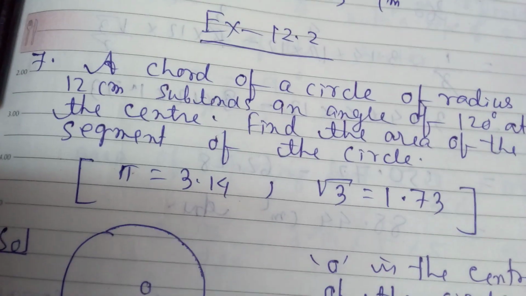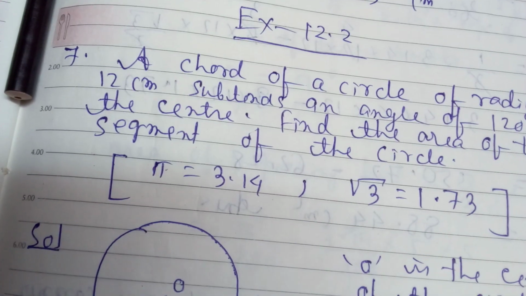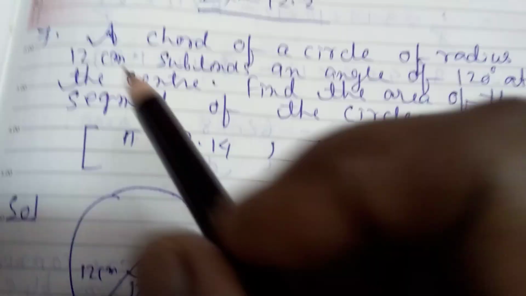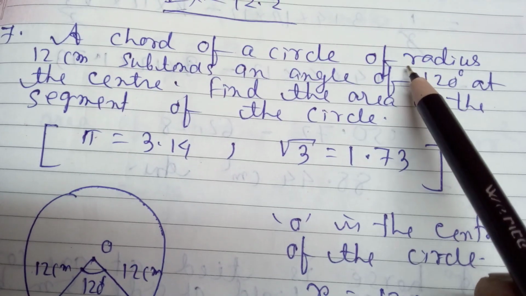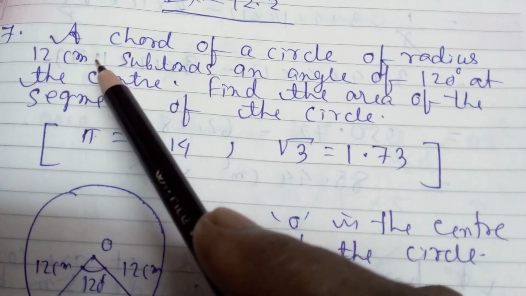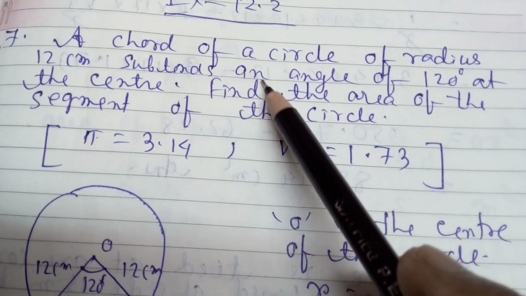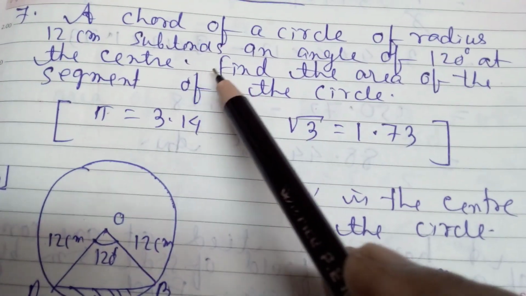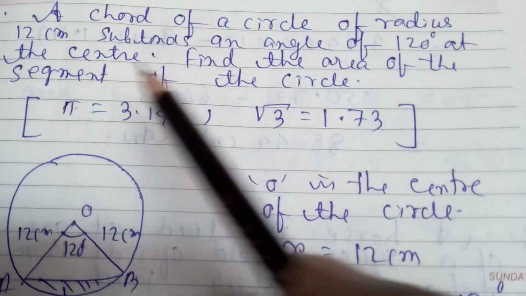Now I shall start exercise 12.2 question number 7. Listen to the question. A chord of a circle of radius 12 centimeter subtends an angle of 120 degree at the center of the circle. Then find the area of the segment of the circle.